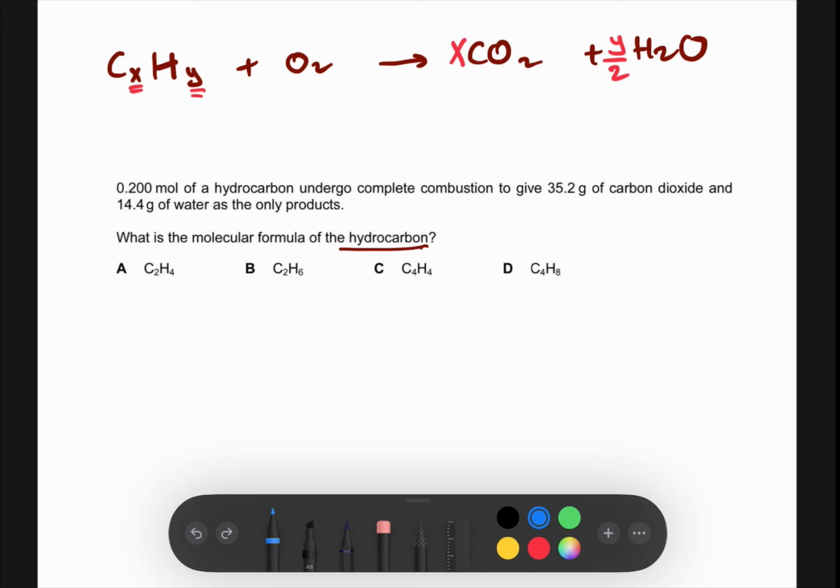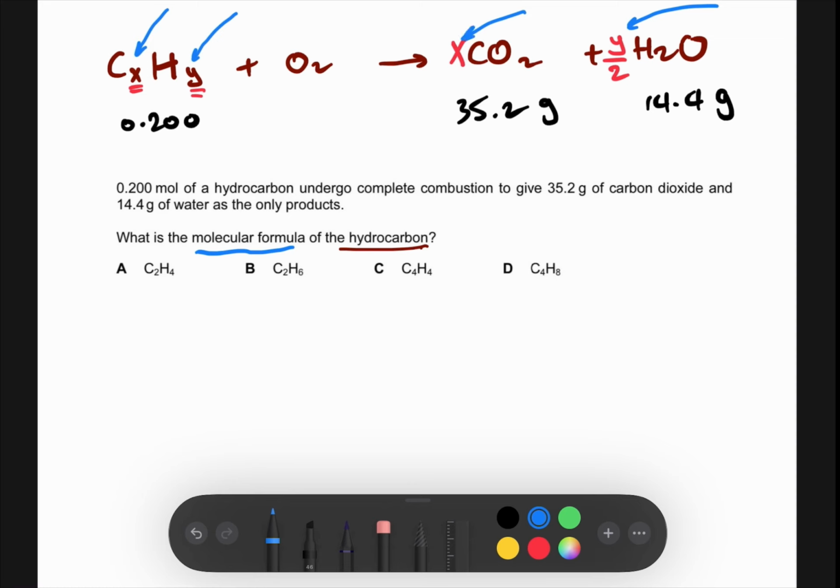As we can see, the given information here is 0.2 moles of this hydrocarbon, which is unknown to me. For carbon dioxide, the amount produced is 35.2 grams, and for water, it's 14.4 grams. If we determine the values of X and Y, we can determine the molecular formula. If we go to the products and determine the number of moles, we can determine the number of hydrogen atoms and carbon atoms.